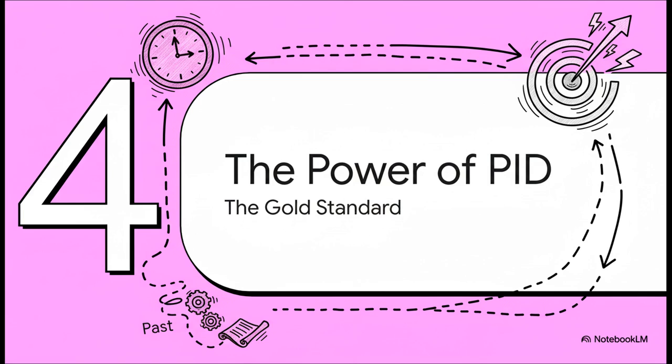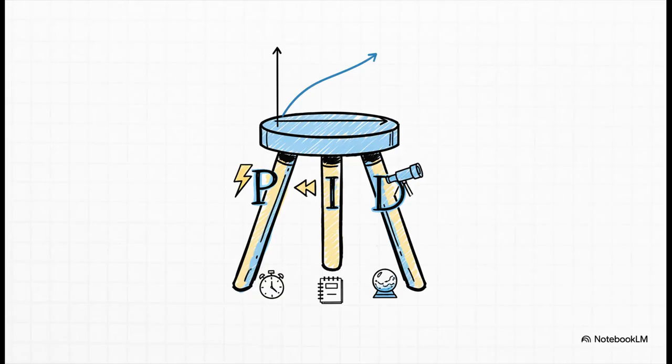When we combine these three totally distinct ways of thinking, reacting to the present, remembering the past, and predicting the future, we create the absolute gold standard of feedback systems, the PID controller. You see, a PID controller is so incredibly powerful because it finds this perfect balance. It reacts fast to new problems thanks to the proportional action, it totally eliminates any permanent error thanks to the integral action, and it avoids overshooting and settles down nice and smooth thanks to the derivative action. This combination is exactly why it's the absolute workhorse of modern automation.